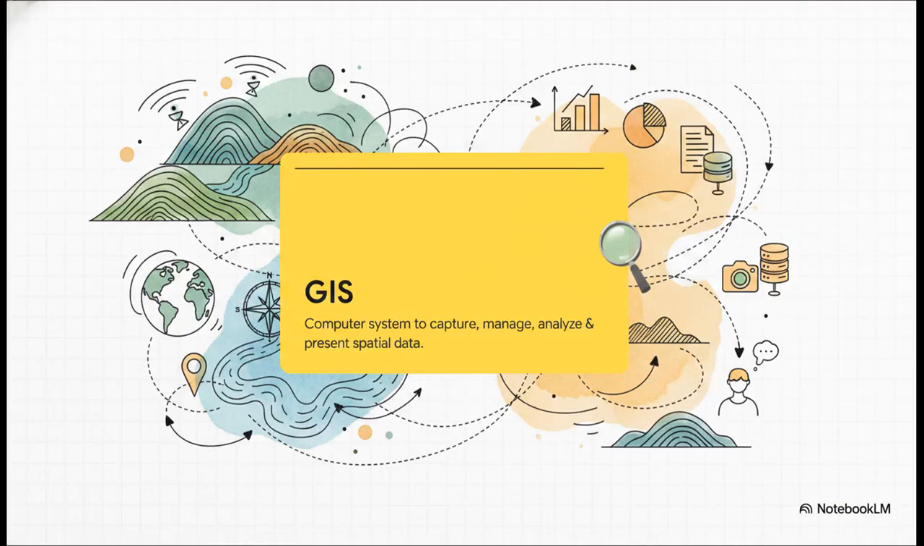So, to really wrap our heads around modern mapping, we have to talk about GIS. Now, the strict academic definition states that Geographic Information Systems, or GIS, is a computer-based system designed to capture, store, manipulate, analyze, manage, and present spatial data. A bit of a mouthful, right? But to put it really simply, GIS is just the ultimate tool that connects the where, the exact location, with the what, the descriptive information about that specific spot.